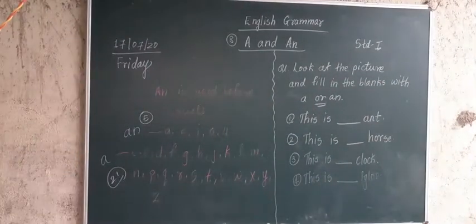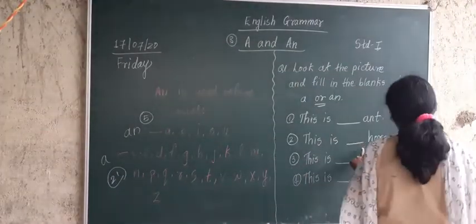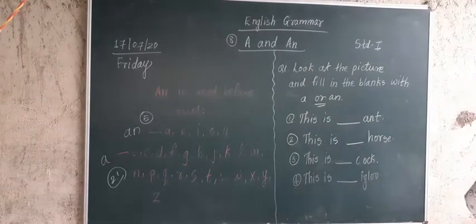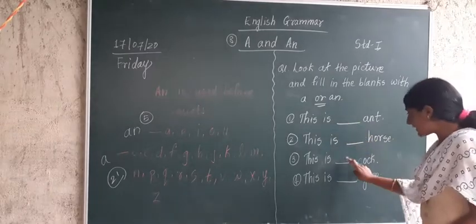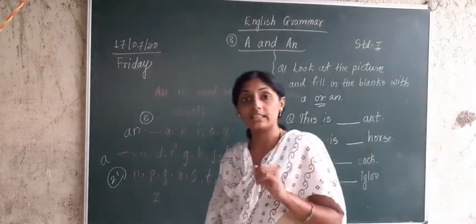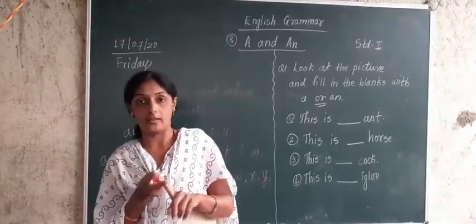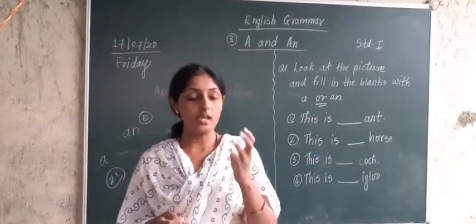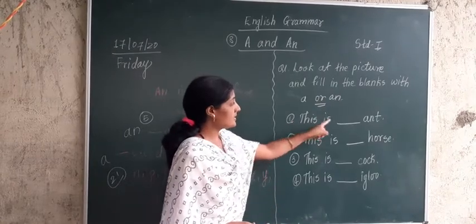Now here examples are given. First one, don't see answers. No need of seeing answers. Now ant, horse, correct. Igloo, and here it is cock. By mistake I have written clock. Cock, C-O-C-K, cock. Now what we are going to do here is fill in the blanks with A or an. Now your first sentence which is given here is, this is dash ant.